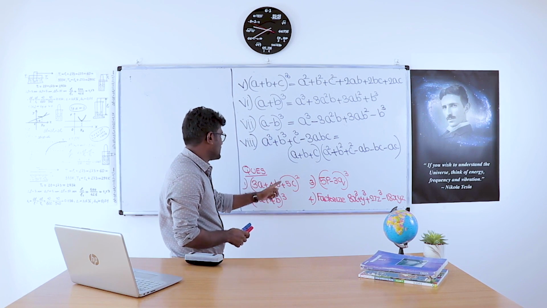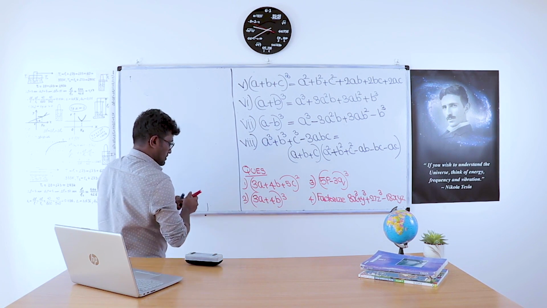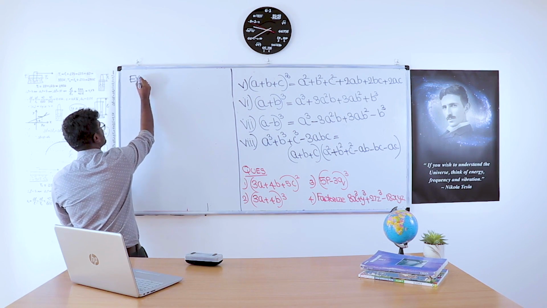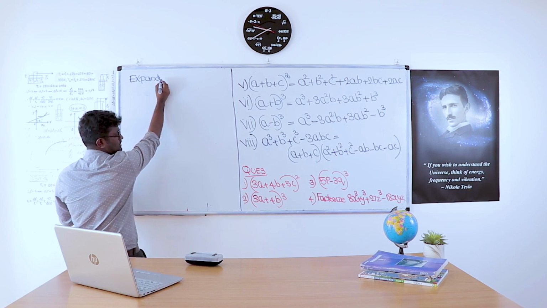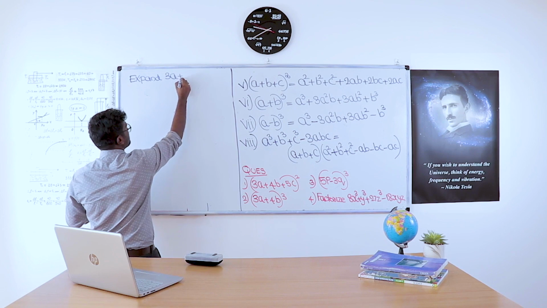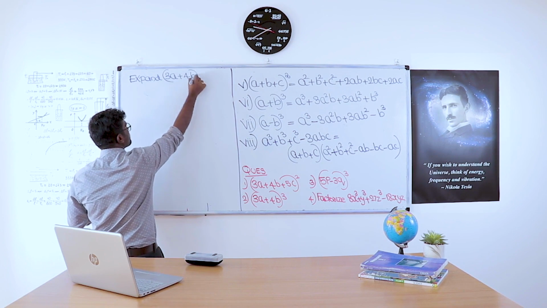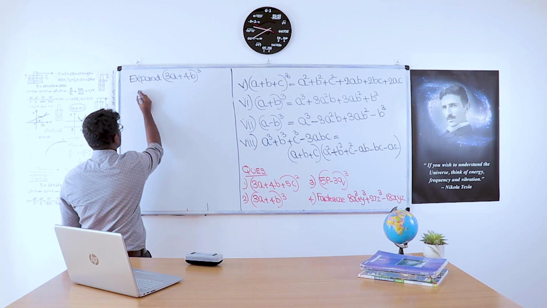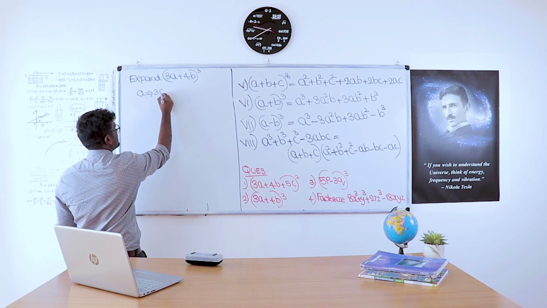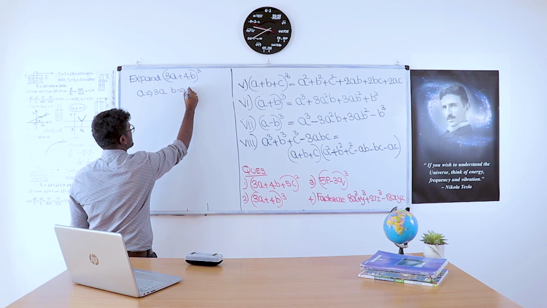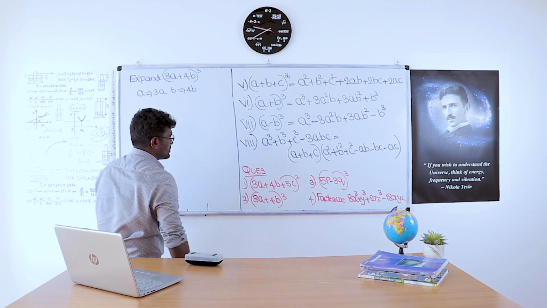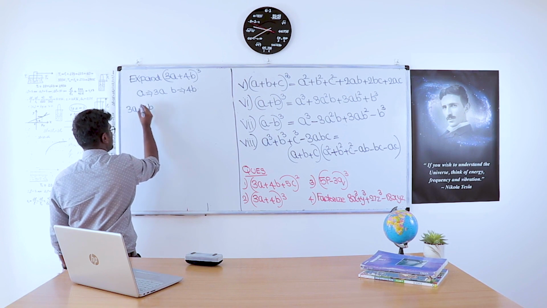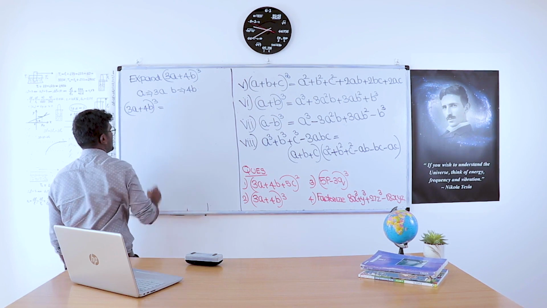So with respect to that identity we can solve this problem, that is, expand (3a plus 4b) the whole cube. So here in place of a that is 3a, in place of b that is 4b, so (3a plus 4b) the whole cube. So what about (3a plus 4b) the whole cube? The identity itself shows a cube.